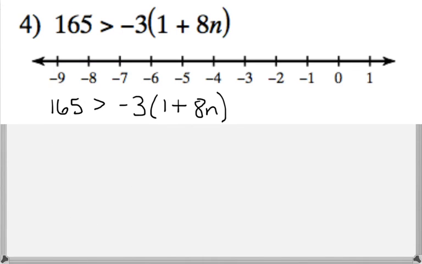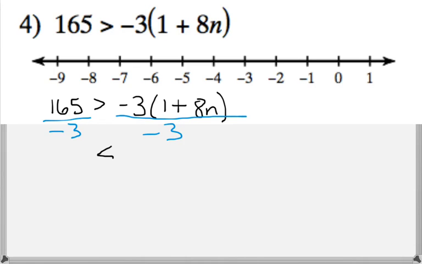Here we have 165 is greater than negative 3 times, in parentheses, 1 plus 8n. So first thing, all we have is something times the parentheses and nothing else attached to it in any way, so we can go ahead and take care of that times negative 3 first. So we're going to divide both sides by negative 3. When you divide by a negative number, you need to switch the direction of your inequality. So I'm going to do that right now before we forget.